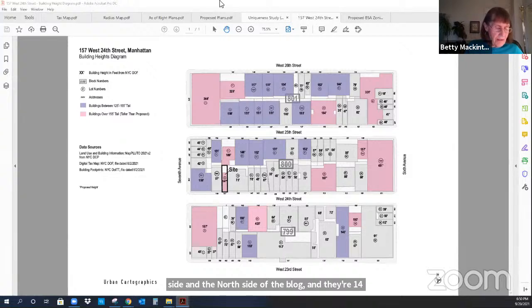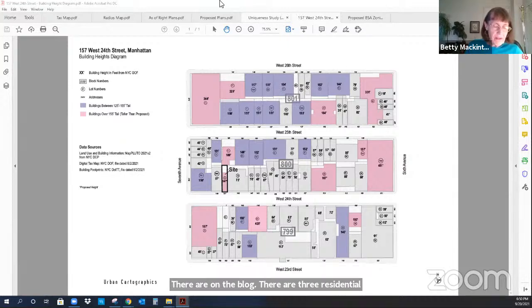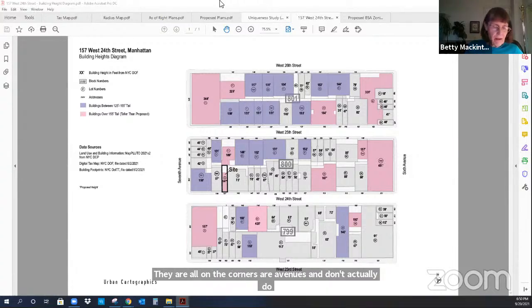Of these, there are 11 residential buildings with heights between 5 and 8 stories, which would be 79% of the total. So the question would be about the prevailing residential character of the street, which actually seems lower than the building height proposed for the 15-story building. There are on the block 3 residential buildings with significantly higher heights, 12, 19, and 40 stories. And they are all on the corners or avenues and don't actually define the character of the block.